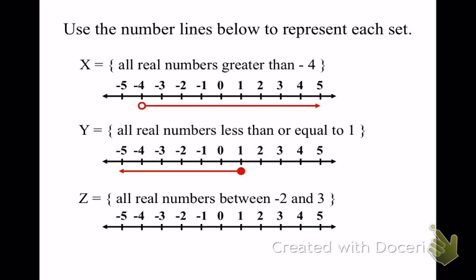All real numbers between -2 and 3. How would I show that? Carson? With -2, it's an open circle, and then at 3, it's another open circle. And we connect them. Good. So it's an open circle. And you will also notice something else here. It has the word and.